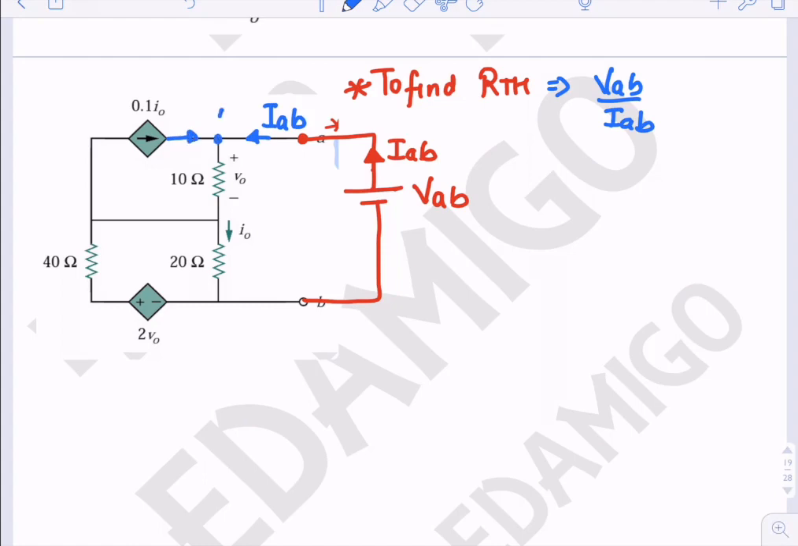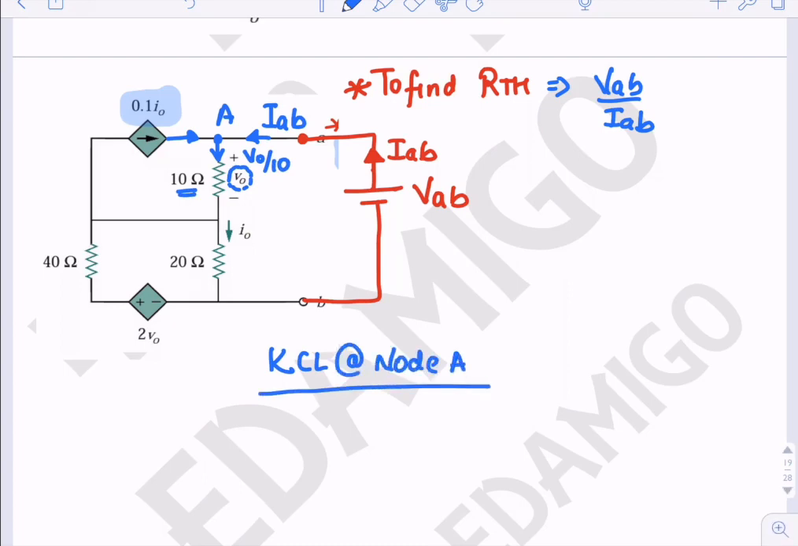At this node A, the incoming current is 0.1 I0. So the outgoing current will be, since the voltage drop across this 10 ohm resistance is V0, V0 by 10. So the first equation is KCL at node A. Incoming current is IAB, incoming current is 0.1 I0, outgoing current is V0 by 10. So this is the first equation.